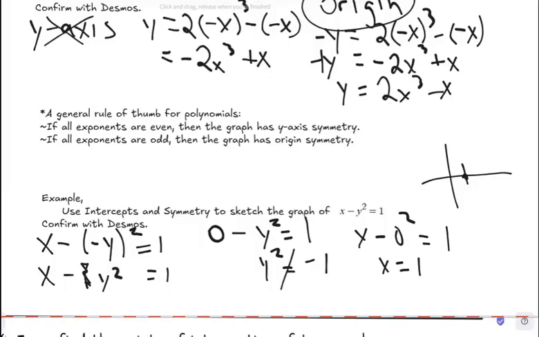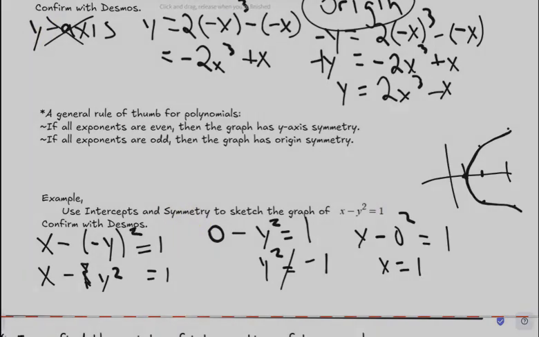If I grabbed a couple more points and use the fact that there's symmetry, so for example, when x is 2, the y value is going to be 1 or negative 1, so that would give me a point there and a point there. And when x is 5, the y value is going to be 2 or negative 2, so that gives me a point there and a point there. And it's basically going to look like a sideways parabola starting at x equals 1. And we'll check that with Desmos.